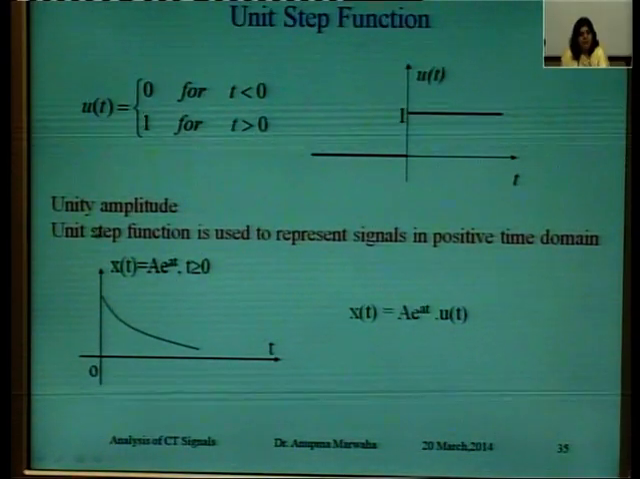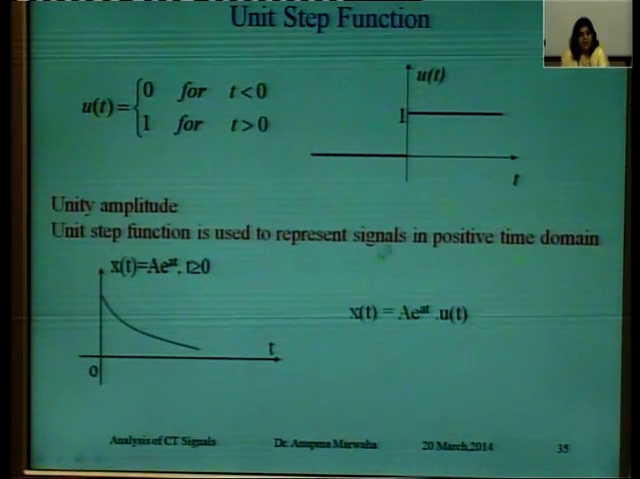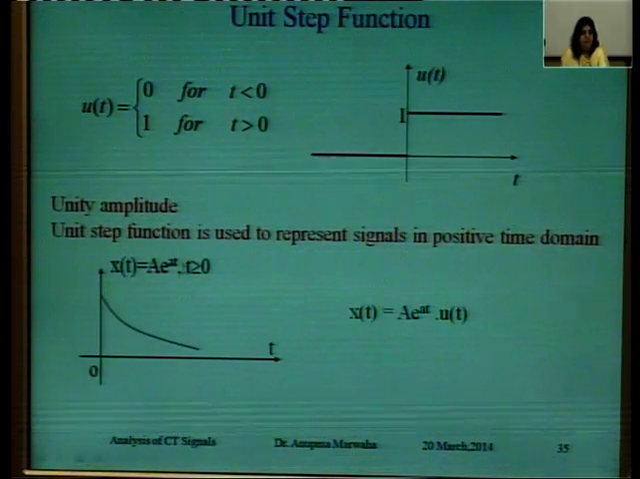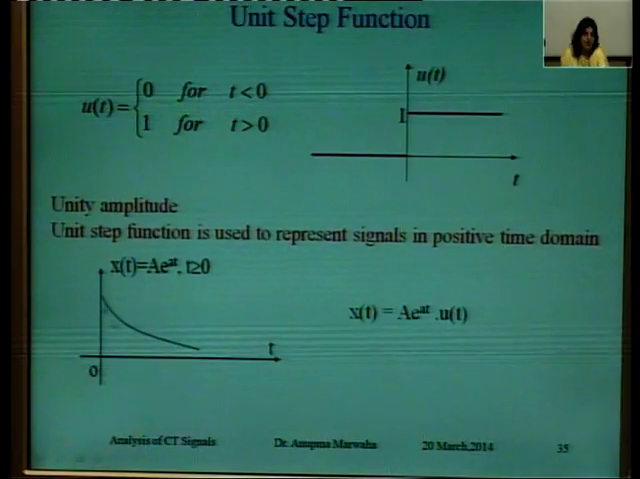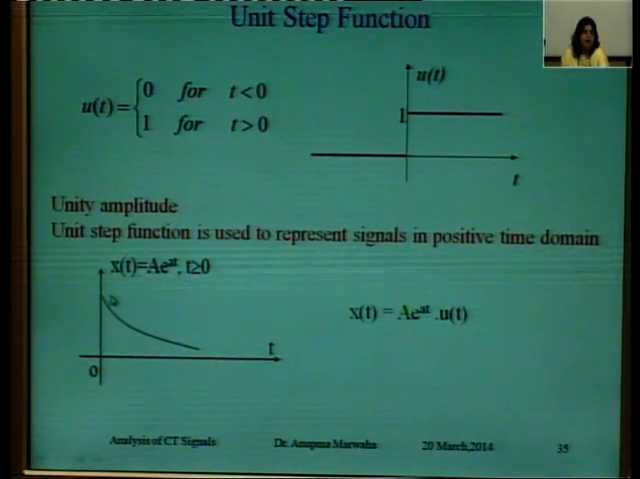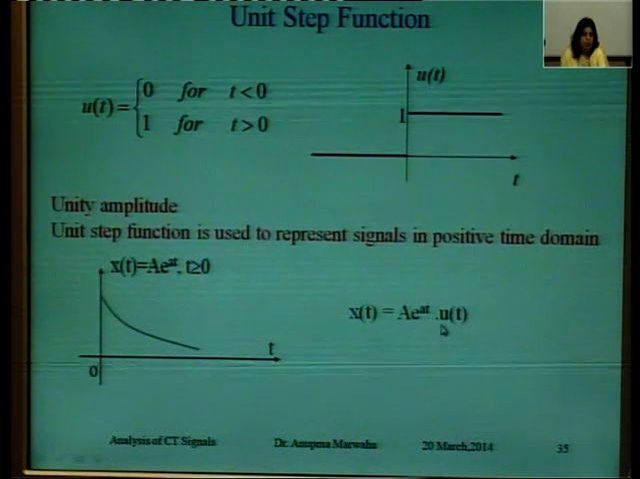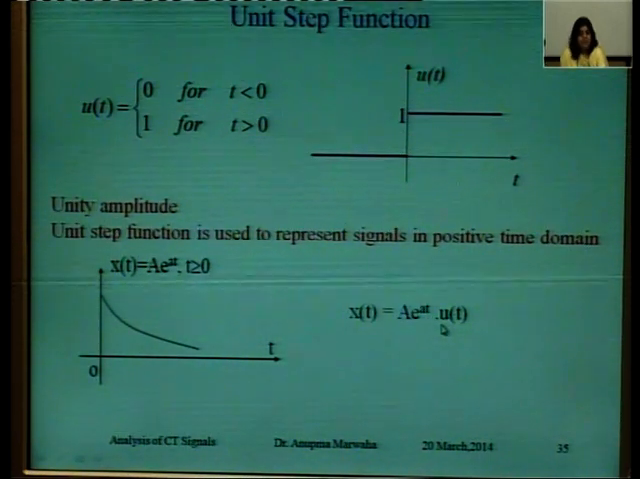The utility of this signal is that it can be used to represent any signal in the positive time domain. For example, if we have an exponential signal which is to be defined only for the positive time domain, then we can write it as a e^(at) multiplied by u(t).